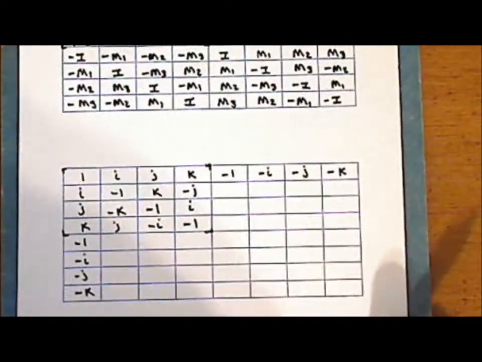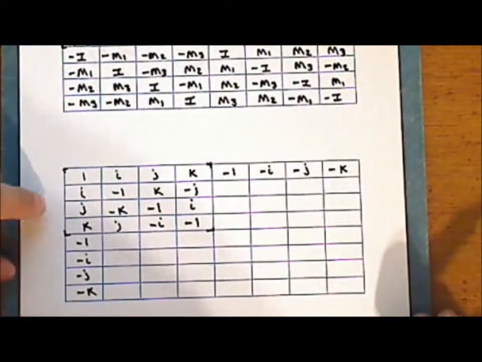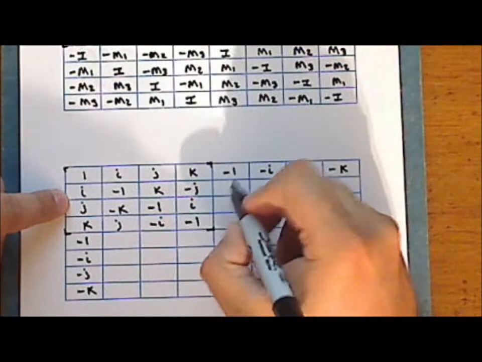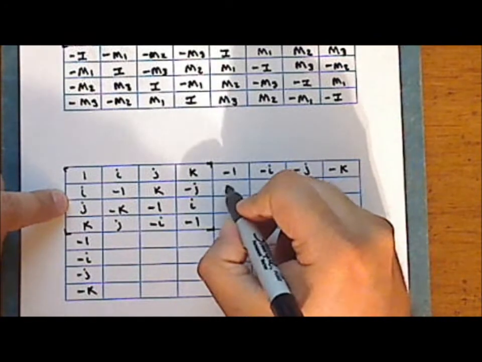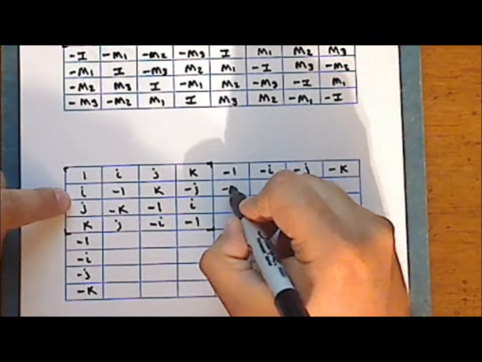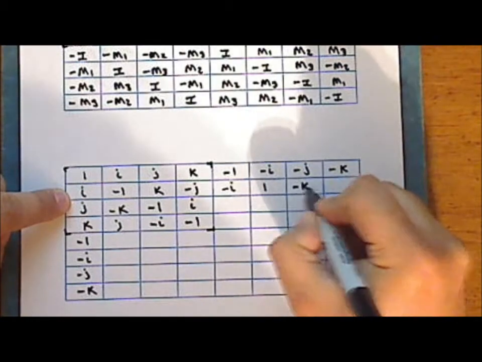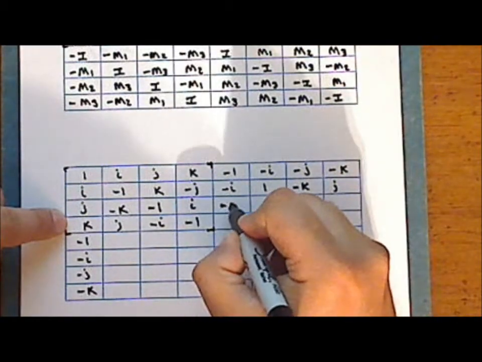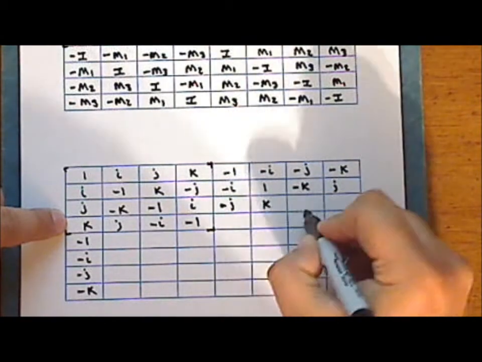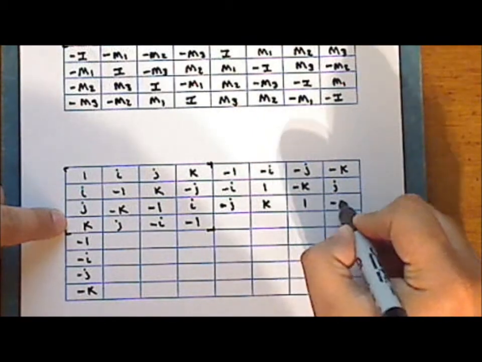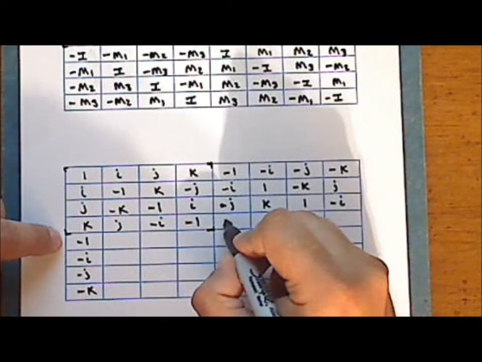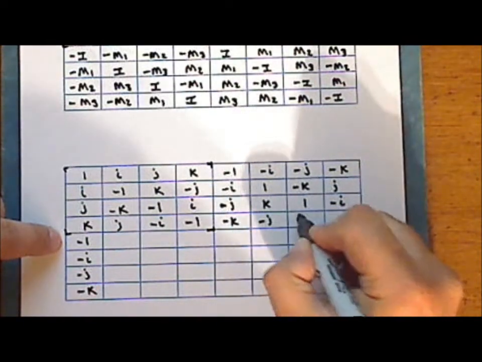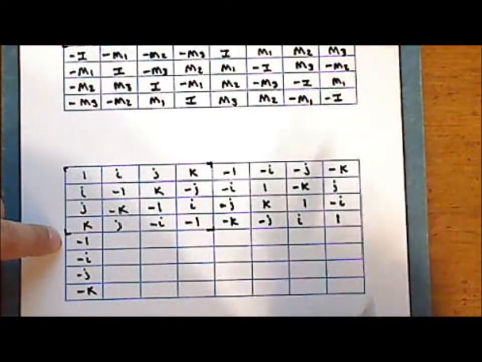So let's now complete the Cayley table for Q sub 8 under multiplication. So we have in the second row, negative i, 1, negative k, j. Then we have negative j, k, 1, negative i. Then negative k, negative j, i, 1.